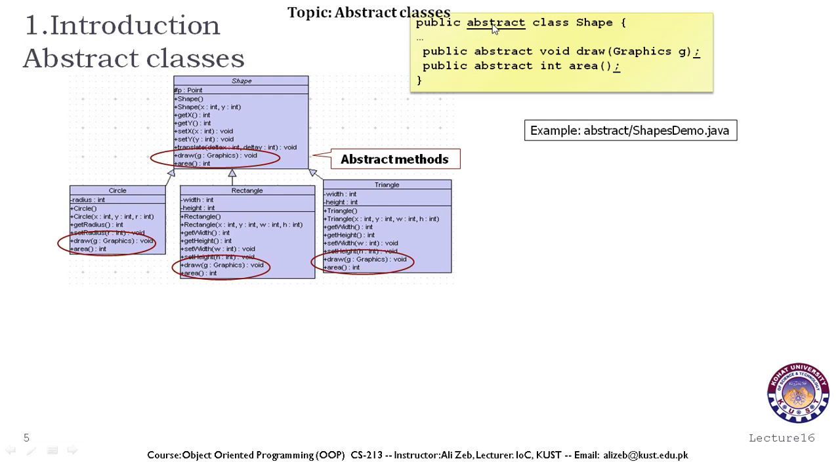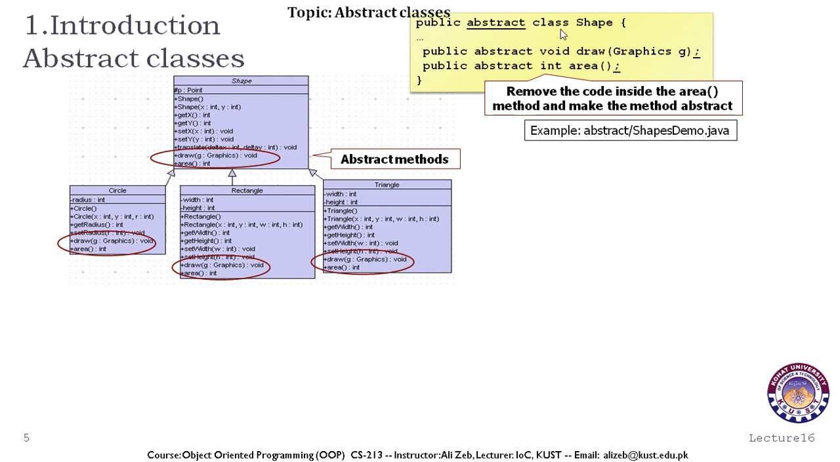Now we will look into the abstract class in detail and the abstract methods in detail. But what we have done over here is we have turned these methods into abstract methods, and resultantly we do not need to have the implementation of these methods in the superclass now.